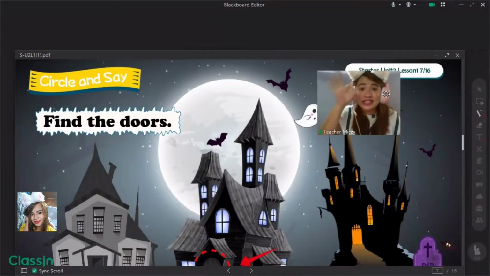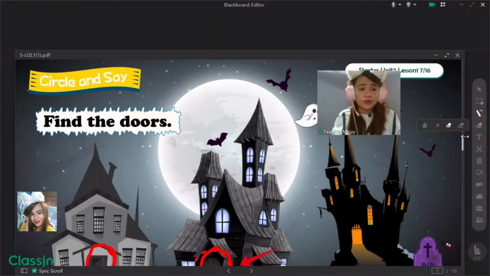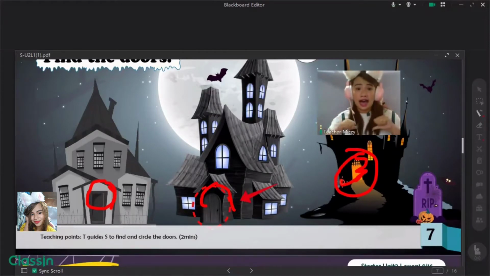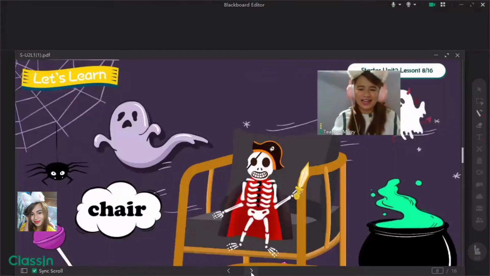And now let's look at the picture. Will you circle the doors in the picture? Let's circle it. One. Two. And three doors. Very good. Let's say, I can see three doors. Very good.